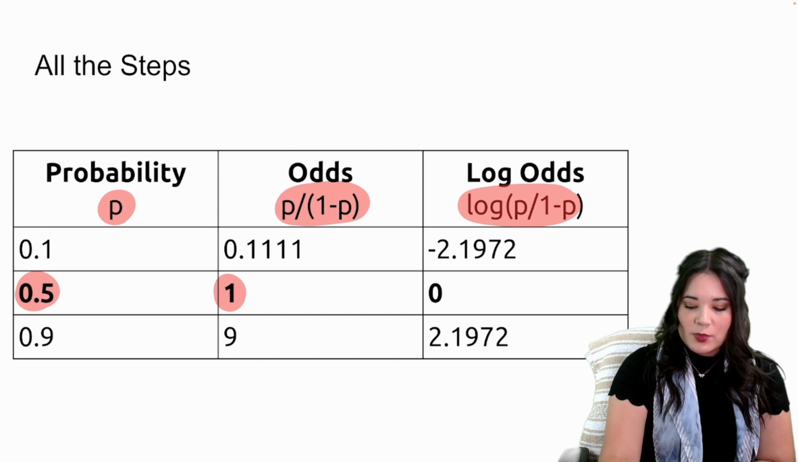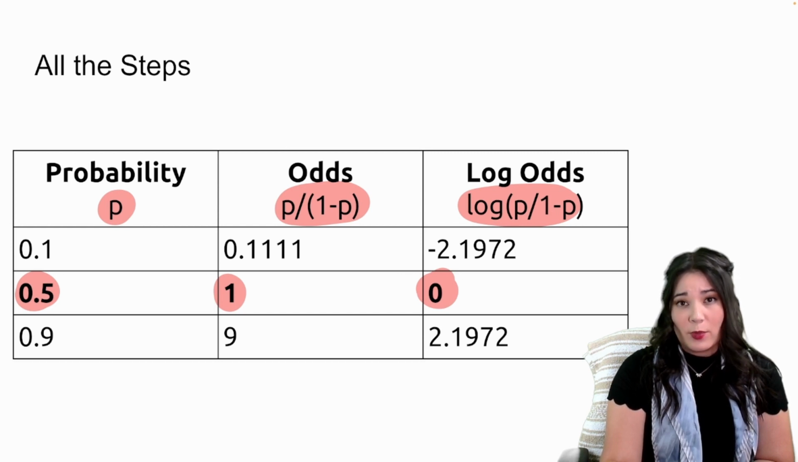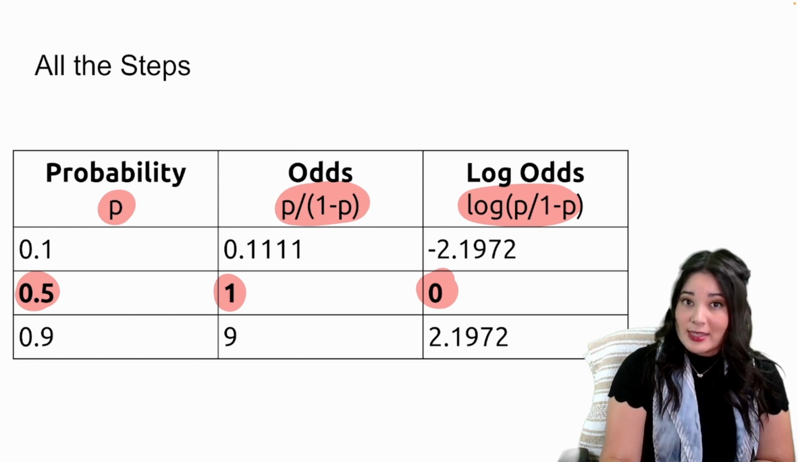And last but not least, we have log odds. Log odds range from negative infinity to positive infinity, and the important threshold to remember here is 0. If we see something with positive log odds, it's more likely that that event will happen than not. If we see something with negative log odds, it's less likely to happen than not.